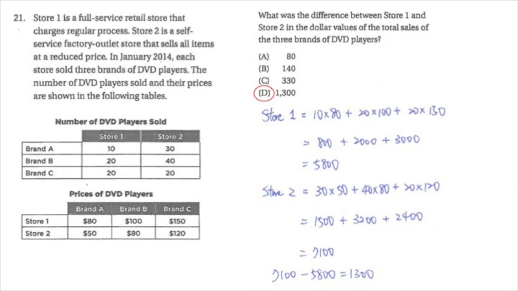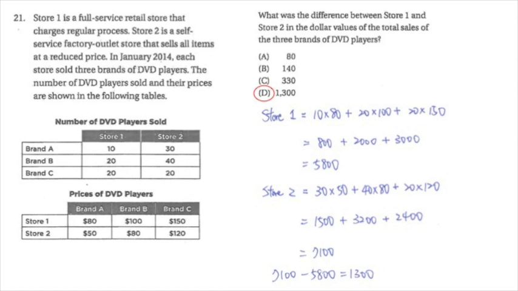Question 21. In this question, we're asked to find the difference between store 1 and store 2 in the dollar value of the total sale in the 3 brands of DVD players. To find that, we need to multiply the number of DVD players sold of each brand with its corresponding price. So for store 1, it will be Brand A 10 times 80, Brand B 20 times 100, Brand C 20 times 150, and that will equal 5,800.